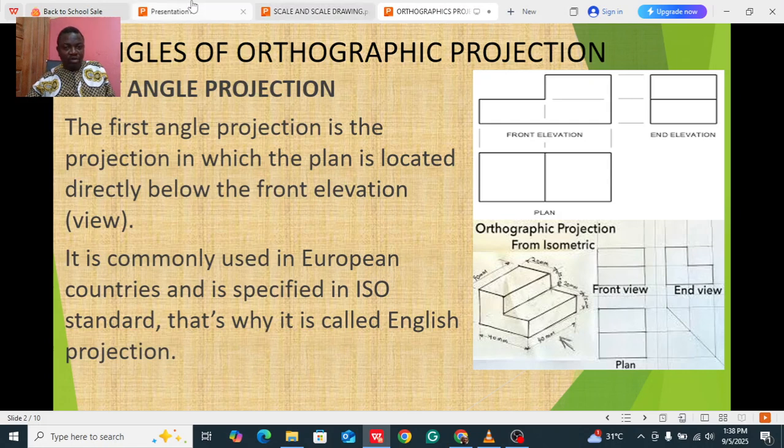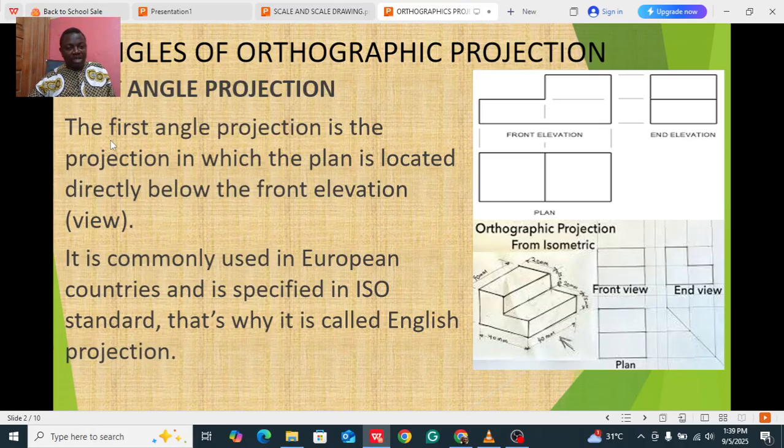As you can see from the board on my screen, we have the first angle of projection. First angle projection is projection in which the plan is located directly below the front elevation. In the previous slide I told you that front elevation is the same thing as front view. Looking at this arrangement, here is the front elevation and beside it is the end elevation. Then underneath the front elevation is the plan. This kind of arrangement is what we refer to as the first angle projection.